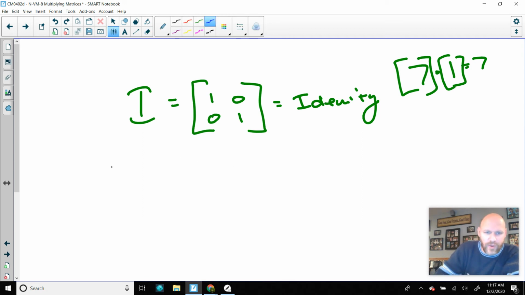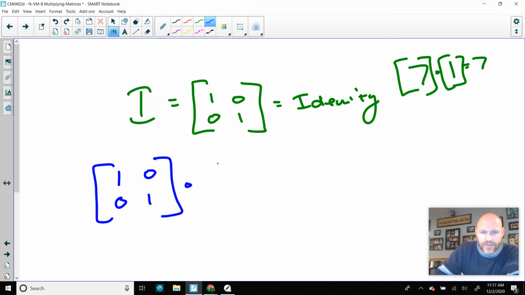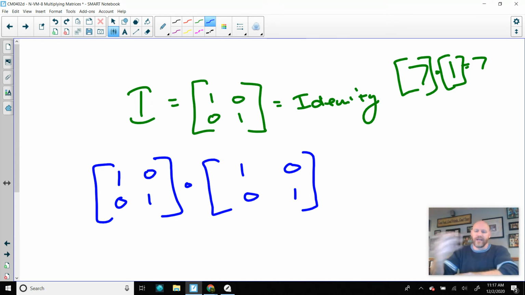So in order to do this one, we're going to do a 1, 0, 0, and a 1 times a 1, 0, 0, and a 1. And what I'm going to let you know is whenever you use a matrix like this to multiply it to itself, you're going to get the same answer out.